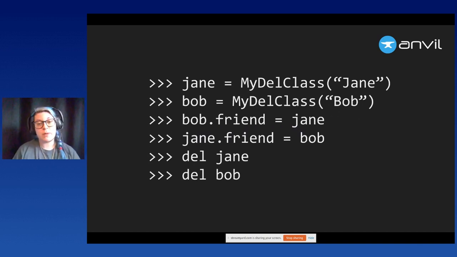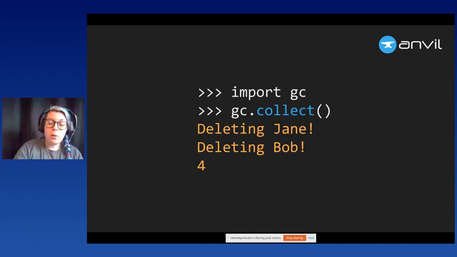So let's set up the situation we had before, a cyclic isolate with Jane and Bob, the smallest one you can have, with only two elements. Bob and Jane are friends, and then we delete them from the namespace. Now if we import the garbage collector and run its collect method, which is essentially giving it a bit of a kick and saying, go on, do your thing, you can see that those finalizers are now called, and the number at the end is the number of objects that have been deleted from memory. It's 4 because you've got Jane, and her name attribute, and Bob, and his name attribute. So 4 objects have been removed from memory.